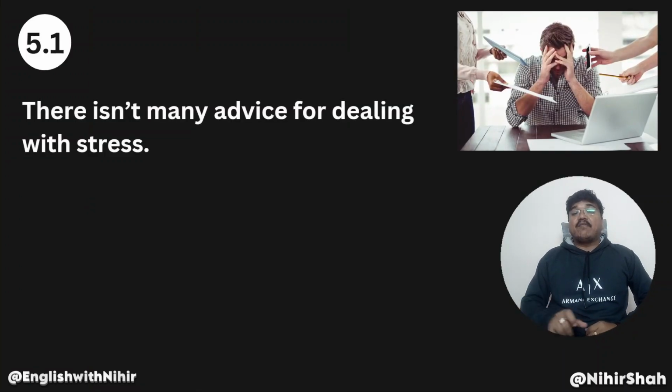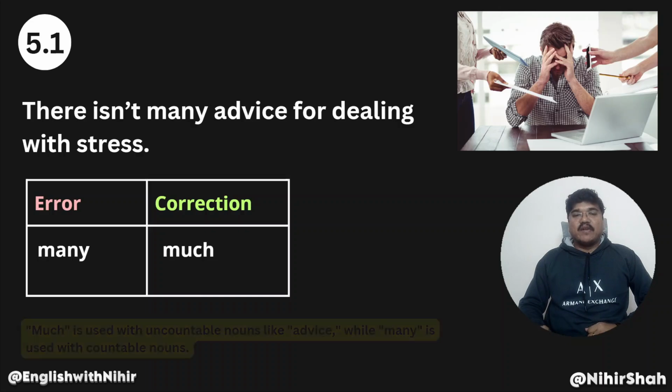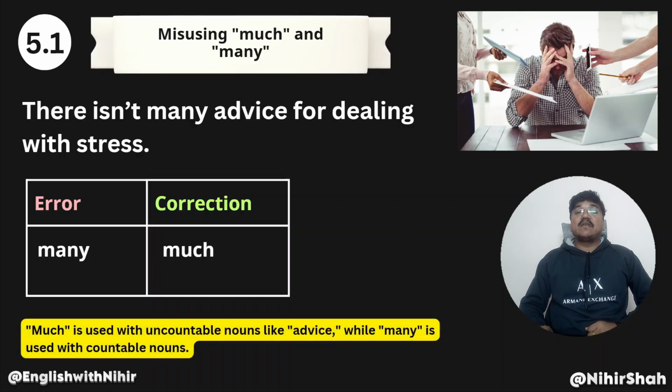Okay, let me give you another example related to it. There isn't many advice for dealing with stress. What will come here? Much or many? We just learned that for countable nouns it will be many, and for uncountable nouns it will be much. So can advice be counted? It can't be counted. So much will come here. Okay. So this is mistake number 5 that you have to remember. Use much and many very carefully. When to use much and when to use many, that we have learned now.